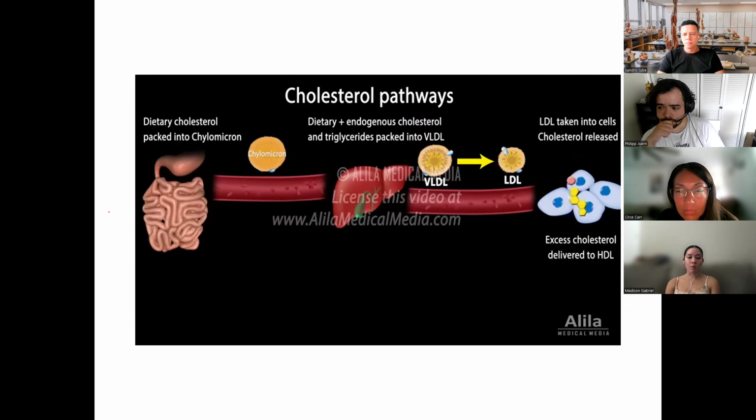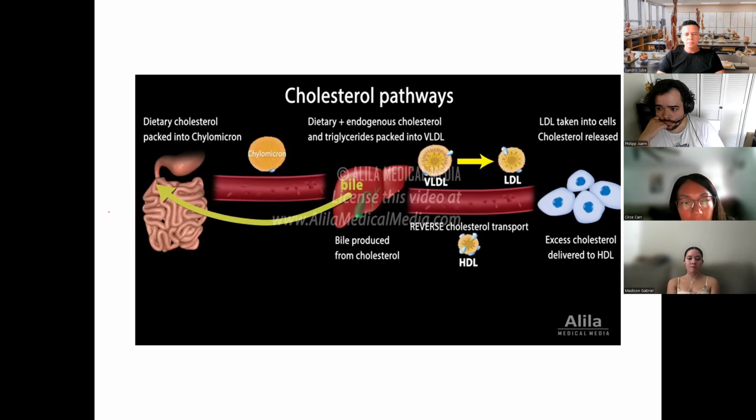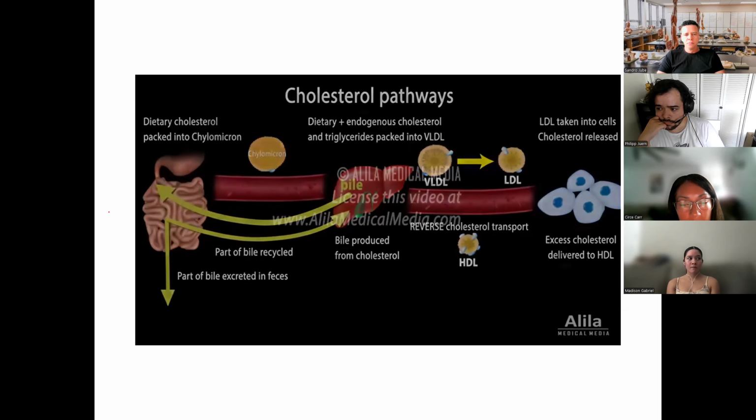Cholesterol is used in cell membrane and other functions. Excess cholesterol is exported from the cells and delivered to high-density lipoprotein, HDL, to be returned to the liver in a process called reverse cholesterol transport. The liver uses cholesterol to produce bile. Bile is secreted to the intestine, where it helps break down fats. Part of this bile is excreted in feces. The rest is recycled back to the liver.